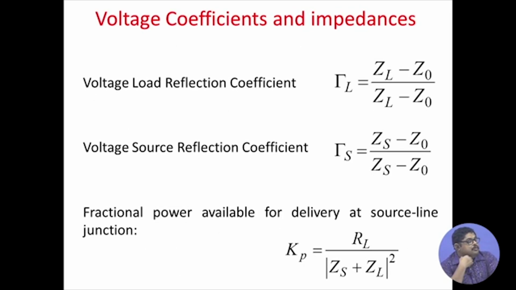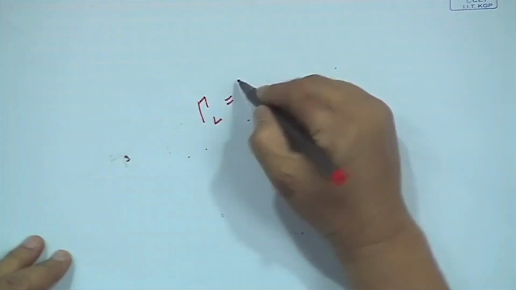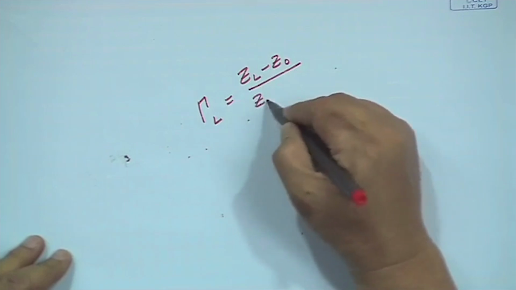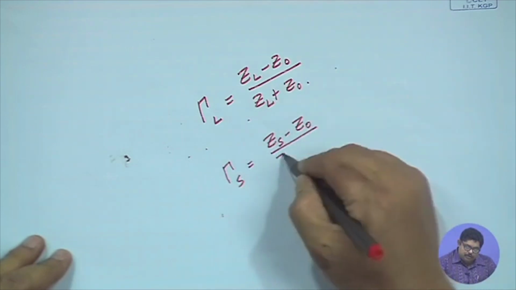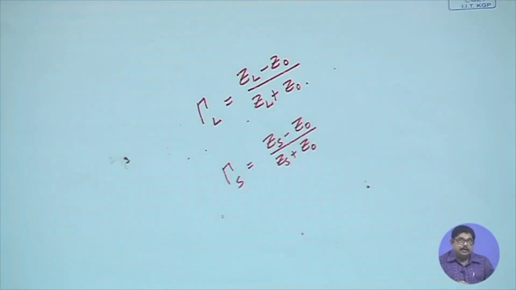With all these things we can now see the voltage load reflection coefficient. This is well known, and in last week's lectures we also used this: the load reflection coefficient will be the load impedance minus the characteristic impedance of the line, by, again the same mistake, ZL plus Z naught. Sorry, please see here, last time also I did not correct it. Gamma L is equal to ZL minus Z naught by ZL plus Z naught, and gamma S is equal to ZS minus Z naught by ZS plus Z naught. The plus in the denominator is wrongly given here. And fractional power available for delivery at source line junction.